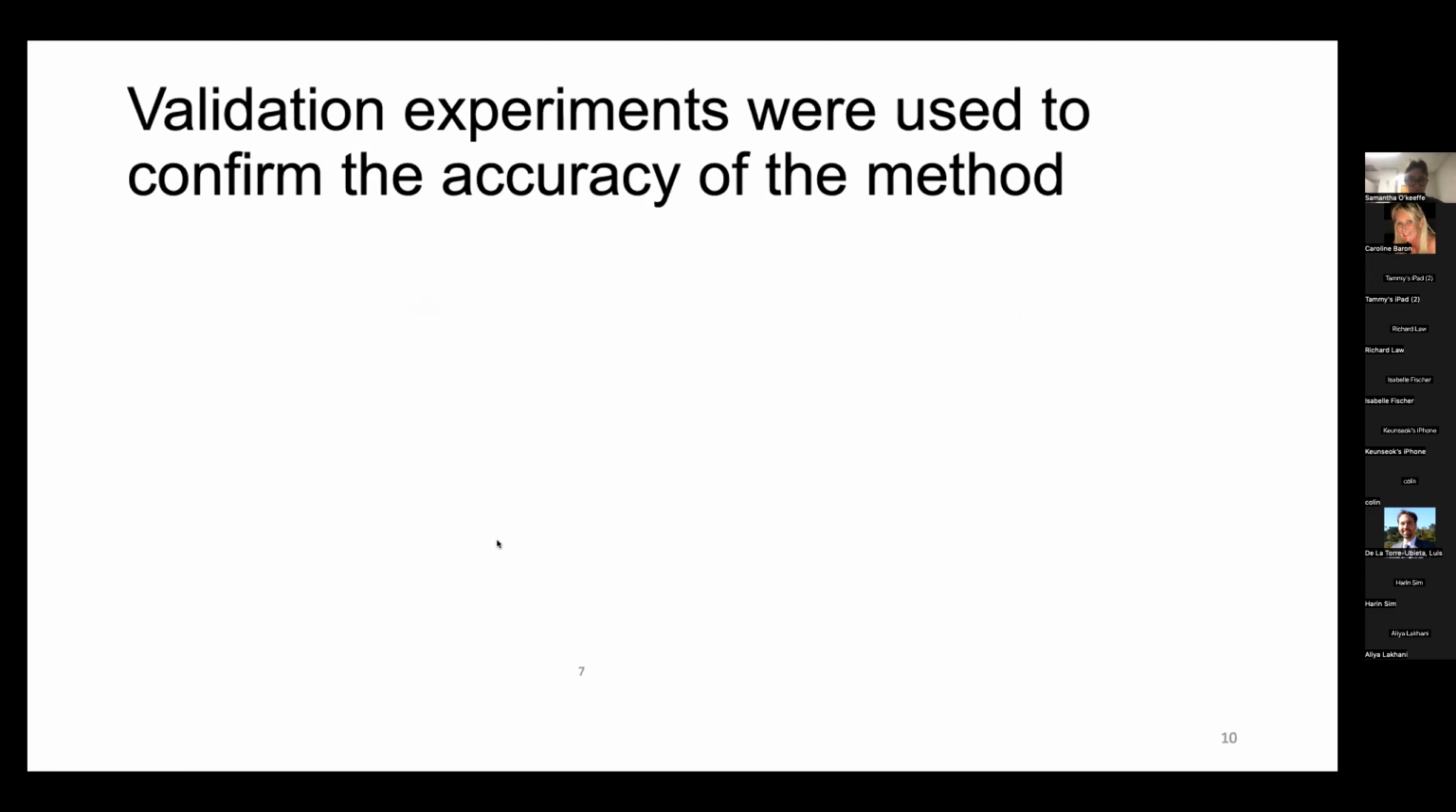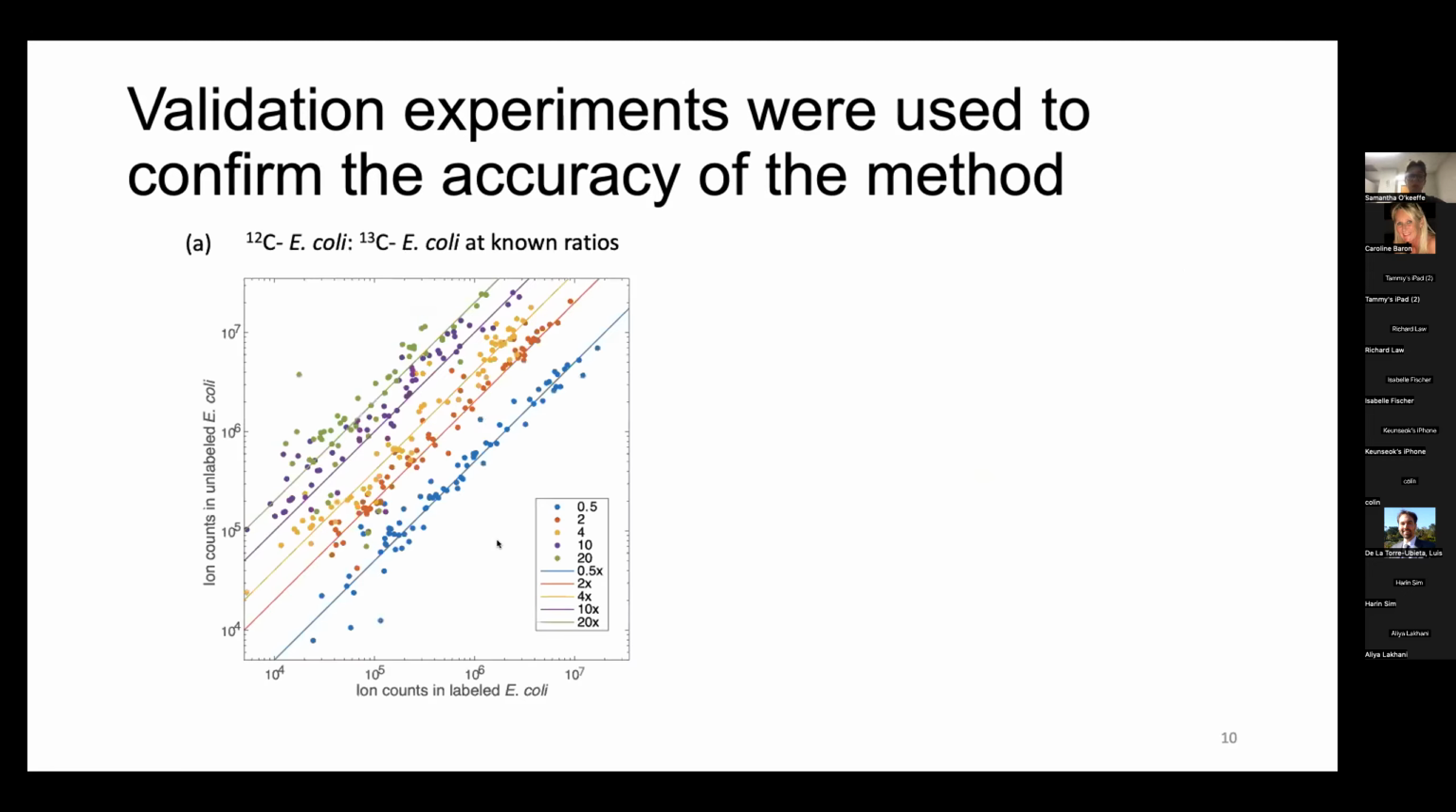So before we started to apply this with T cells, we wanted to verify that the method would actually work. And so the first thing that we did is that we grew 2 different cultures of E. coli, one in fully unlabeled media and one in fully labeled media. And we extracted them at known ratios and verified that the metabolite ratio, the ion counts that we read out from the LCMS for a bunch of different metabolites, matched closely to the ratios that we expect. And sure enough, that's what we saw.